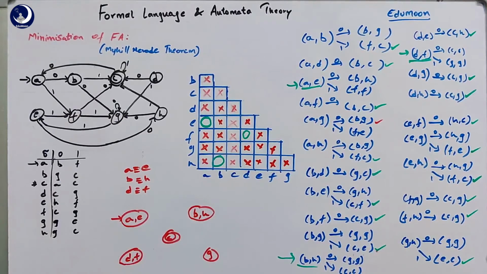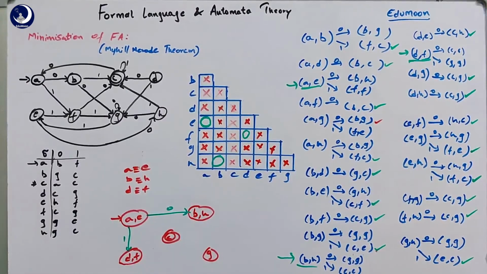Now if we rewrite the diagram here, A and E from the table, A and E on 0 goes to B and H. Obviously they belong to only one state here, so it cannot be going to 2 states. If A and E are going on 0 to 2 different states, they are not equivalent. Since they are equivalent, they go to only one state. And again A and E on 1, you can check in the table, goes to F, which is in this state.